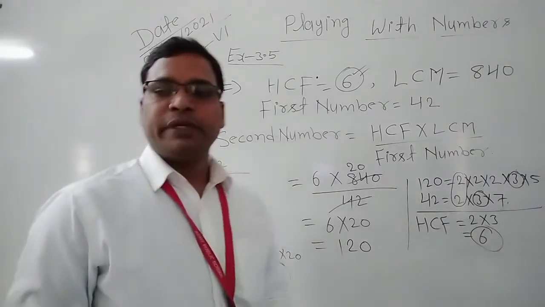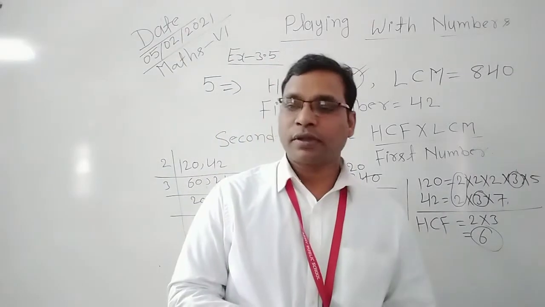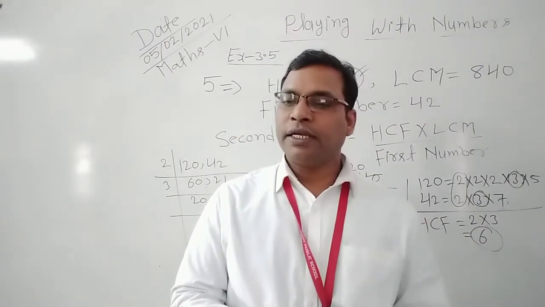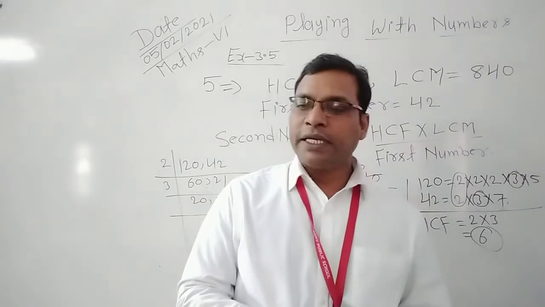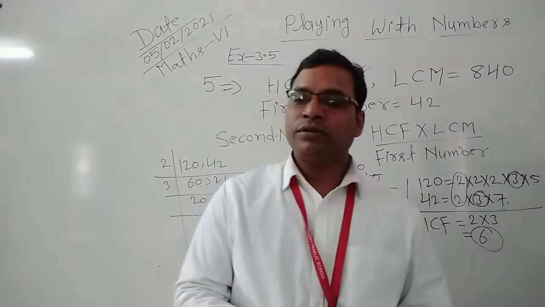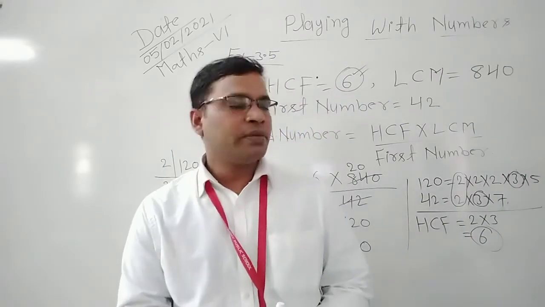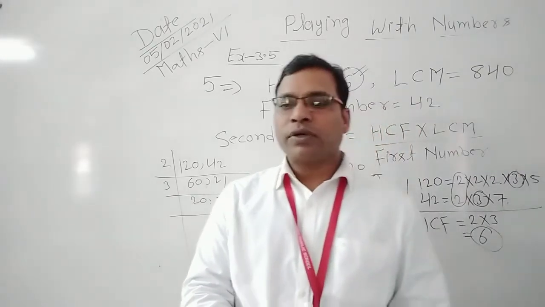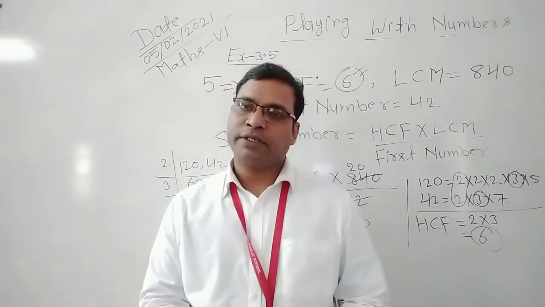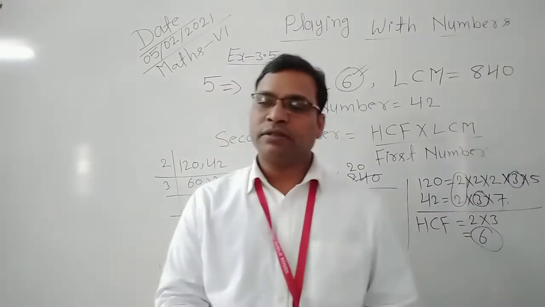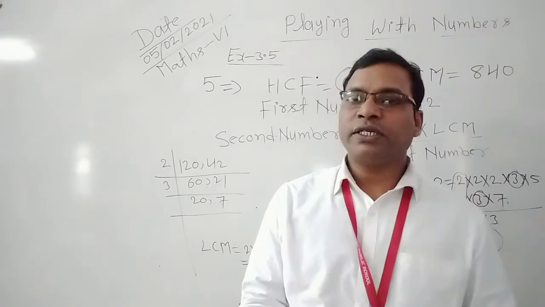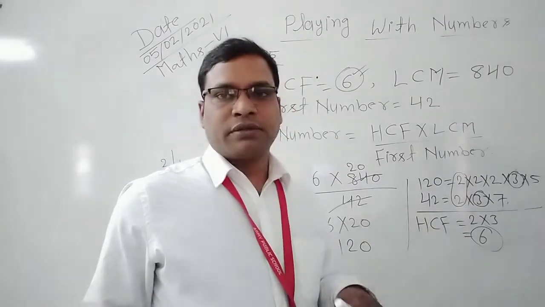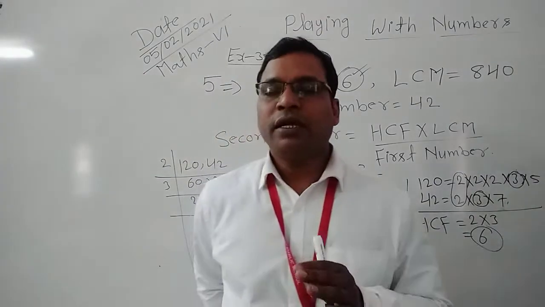Playing with Numbers. Next question: find the HCF of 198 and 78. Hence find their LCM. So we can find LCM and HCF. How do you find LCM and HCF? You can find HCF by the division method or by the prime factorization method. Both methods you can use to solve it. So let's see how we solve this question. First we find the HCF by the division method or prime factorization method.